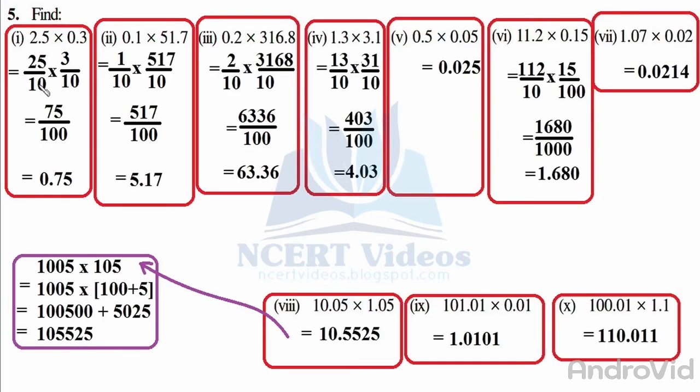25 over 10, you know why it came. Then 3 over 10, again same thing, 25 3s are 75, then 10s are 100. Now writing numerator as it is, counting number of zeros, 2, therefore placing at 2 places, 1, 2.